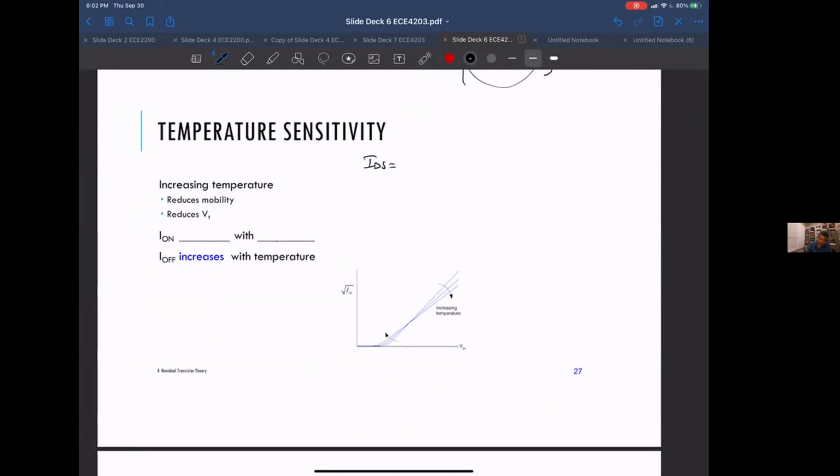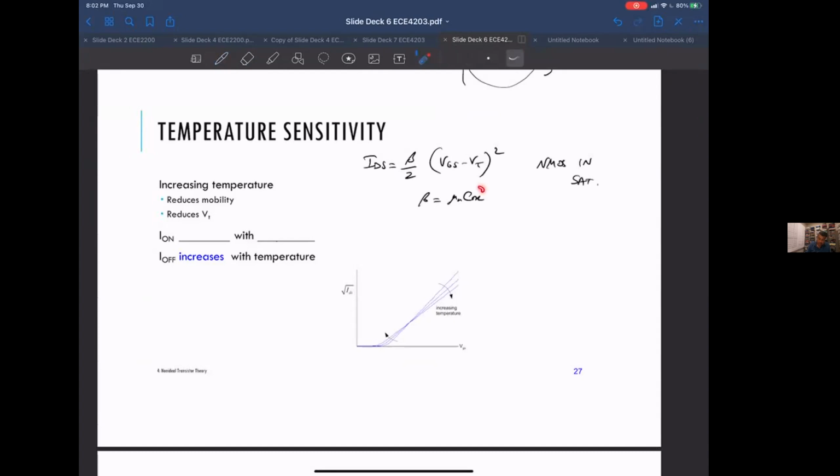I guess there's no way but to repeat this equation. Again, this is the first order equation, with VGS minus VT, and this beta has a mu and Cox term. So this is all for NMOS in saturation. Okay, so we got two effects here.